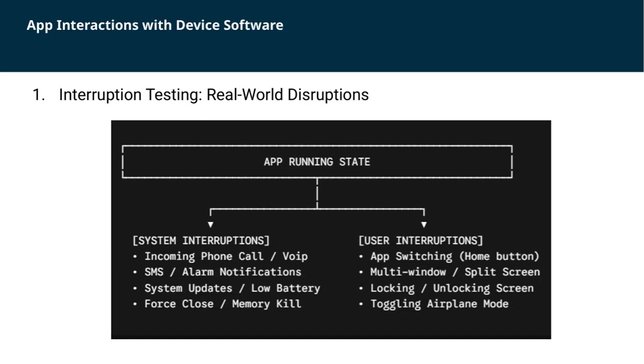Let's talk about interruption testing, how apps handle real-world disruptions. When you're using an app, things happen. Calls come in, notifications pop up, or the device switches between apps. Interruption testing checks how well an app responds to these moments. It's about making sure the app doesn't crash, lose data, or behave unpredictably when the device software interrupts its flow. This kind of testing keeps the user experience smooth, no matter what's happening around the app.